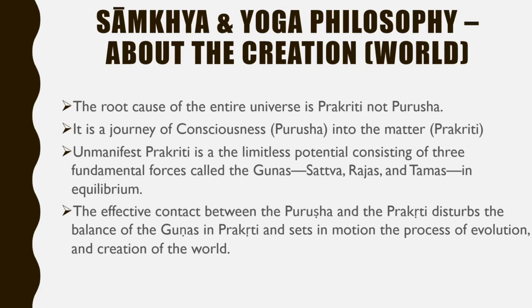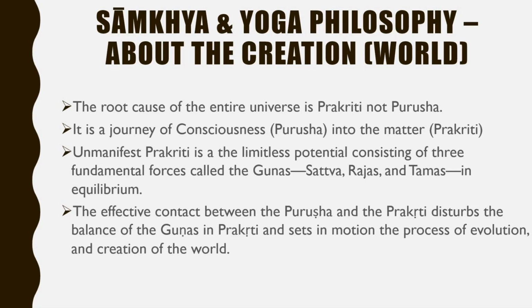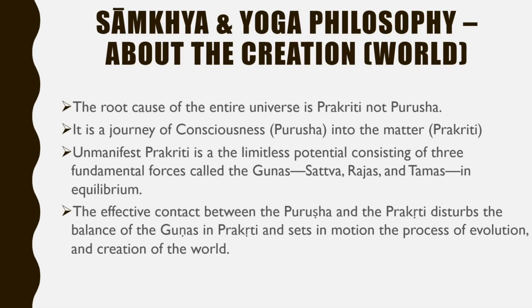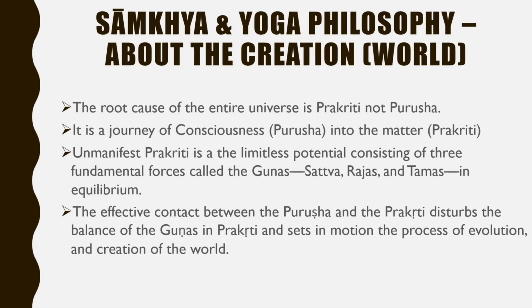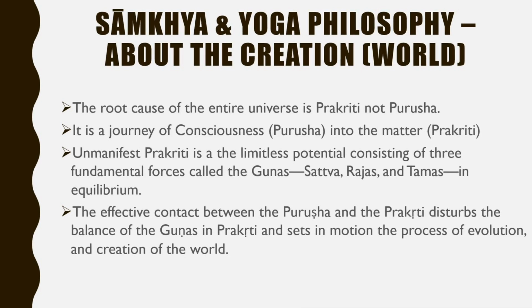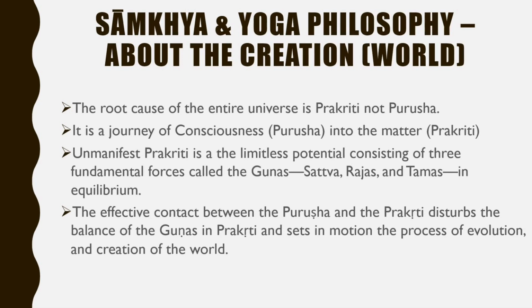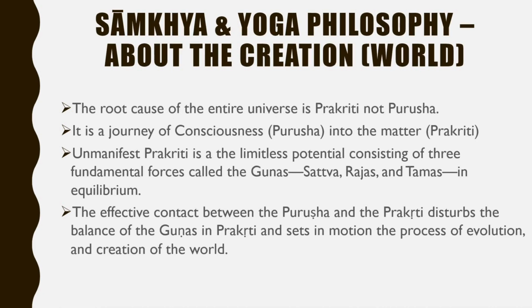The unmanifested Prakriti is the limitless potential consisting of 3 fundamental forces called gunas, Sattva, Rajas, and Tamas in equilibrium, exactly like I described before. And the effective contact between the Purusha and Prakriti disturbs the balance of the gunas in Prakriti and sets in motion the process of evolution and creation of the world. So that's the theory about the creation.